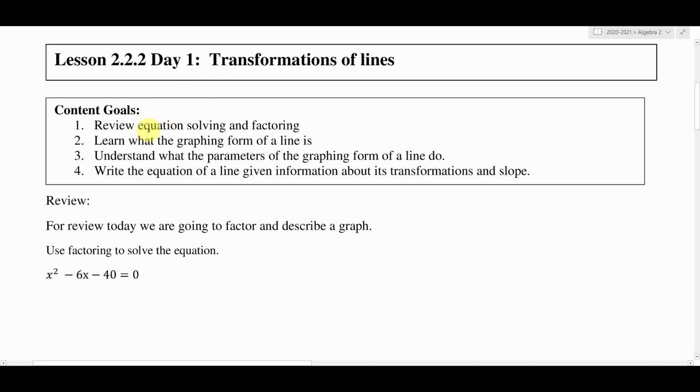We're going to start off with a little bit of review for equation solving and factoring, because that stuff is going to be on our upcoming test here soon. So we want to make sure that we're keeping that stuff fresh in our minds. We're going to learn what the graphing form of a line looks like, and we're going to understand what the parameters A, H, and K do to the line. All right, and then we're going to finally write some equations of lines given information about transformations and slope. Okay, so let's start off with our review here.